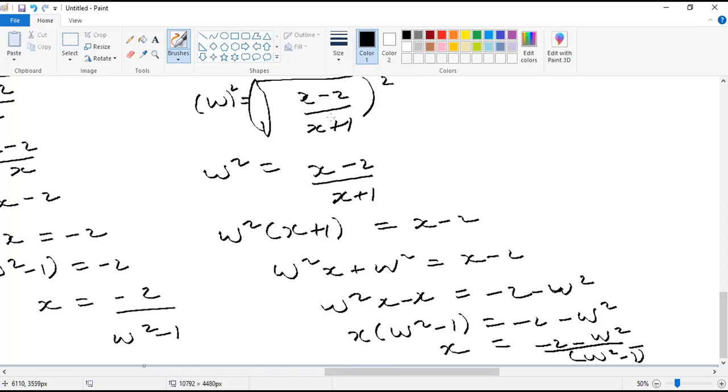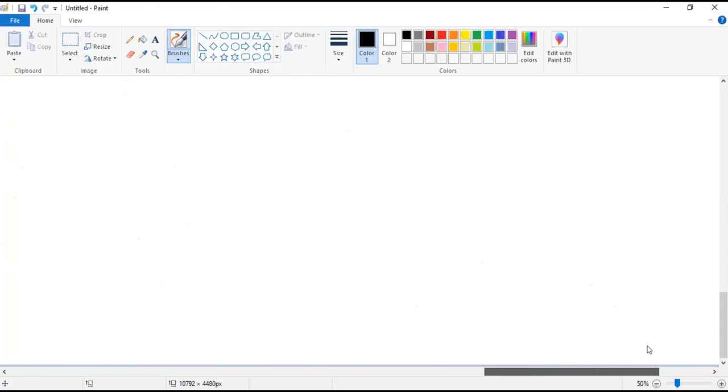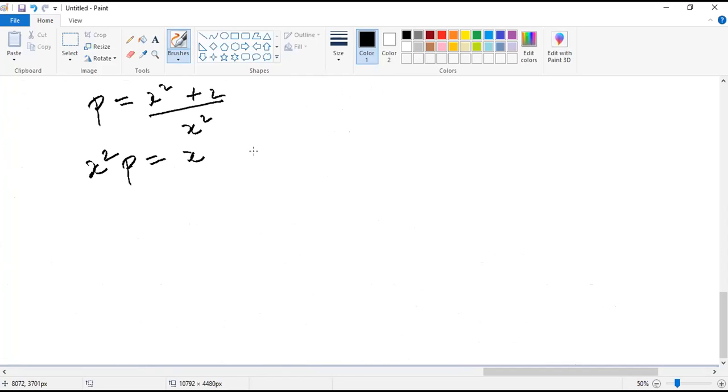All right, so let us move on to the more interesting question. Let me find some space. So we have p equals x squared plus 2 over x squared. As before, we're going to group the x's, right? So I have x squared, p, squared, 2, so nothing new there.